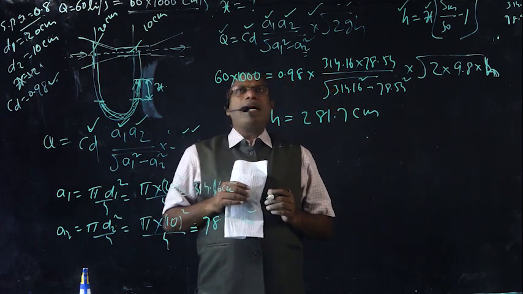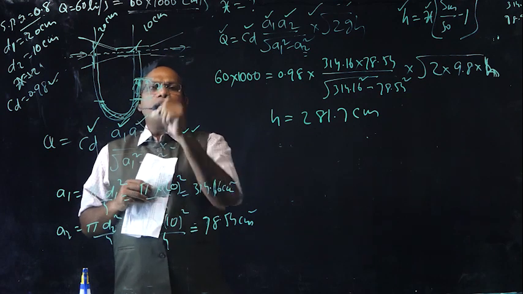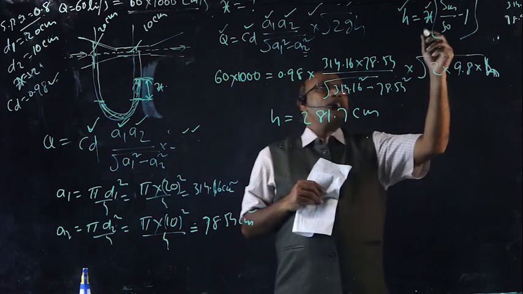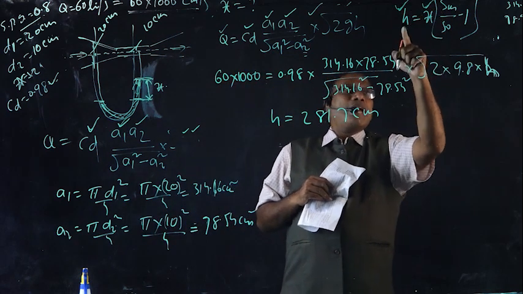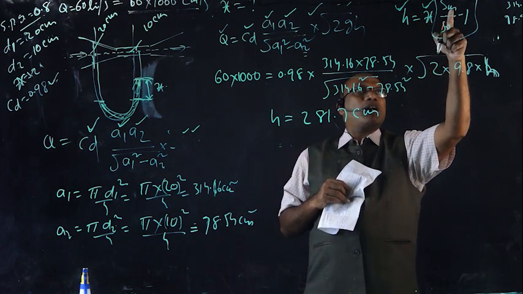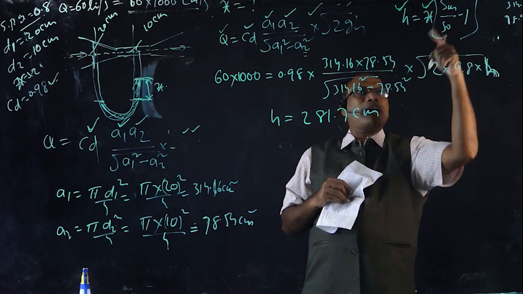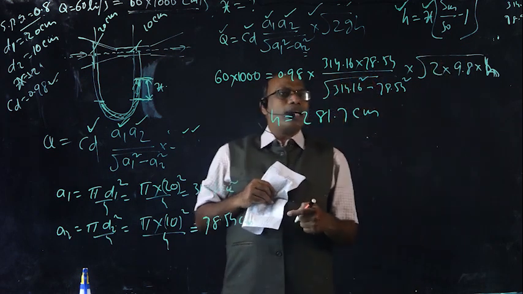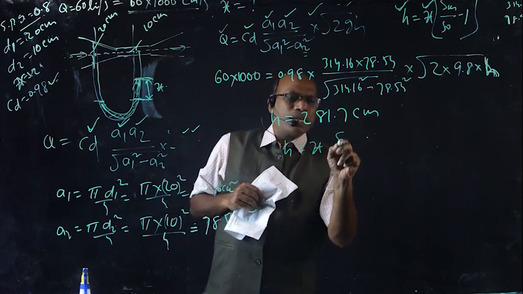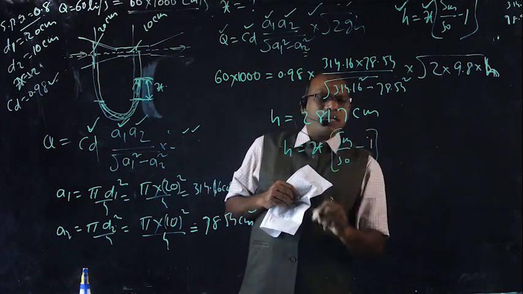Our aim is to determine the manometer reading difference, that is X. We have a formula relating H and X: H is equal to X times (SM by S0 minus 1), where X is the manometer reading, SM is the specific gravity of the heavy liquid, and S0 is the specific gravity of the flowing liquid. Now substitute the values here.